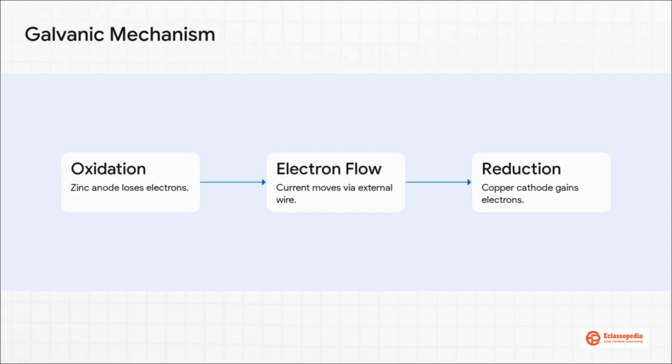Second, those newly liberated electrons can't just float around in the liquid, right? So they travel through an external wire, and that creates the electrical current we can actually use to power a device. Finally, those electrons arrive at the copper cathode where reduction occurs. Copper ions in the liquid grab onto those incoming electrons and plate out as solid copper metal. So zinc sacrifices itself, copper builds up, and we get a nice, steady stream of electricity in the process.